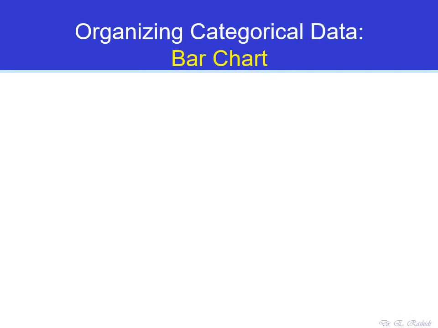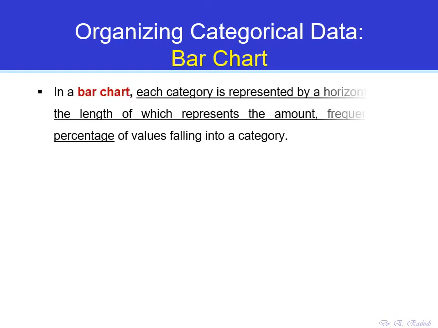Organizing categorical data using a bar chart. What is a bar chart? A bar chart is a chart that represents categories of data using horizontal bars. The lengths of each bar represent the frequency, the percentage, or the amount of that category. Let's see an example. Let's go back to our bank example.